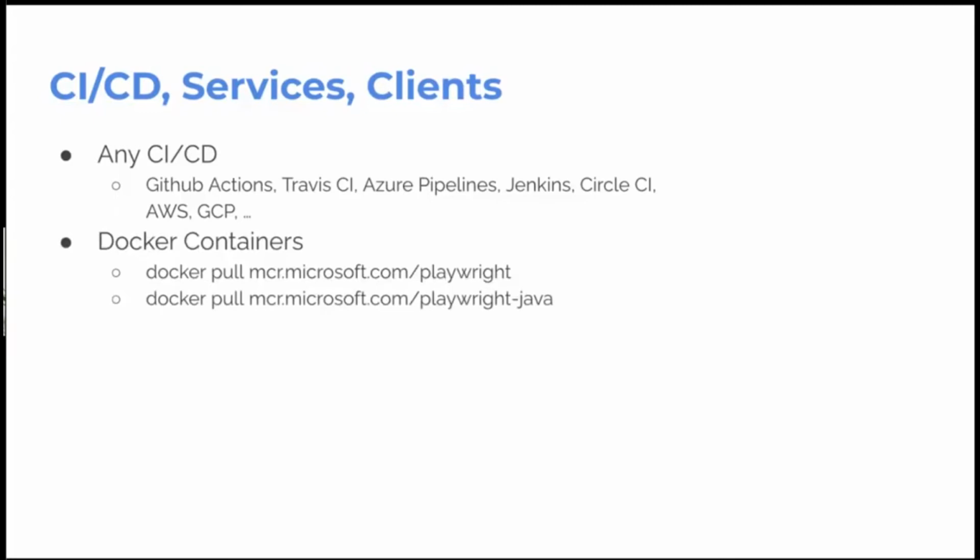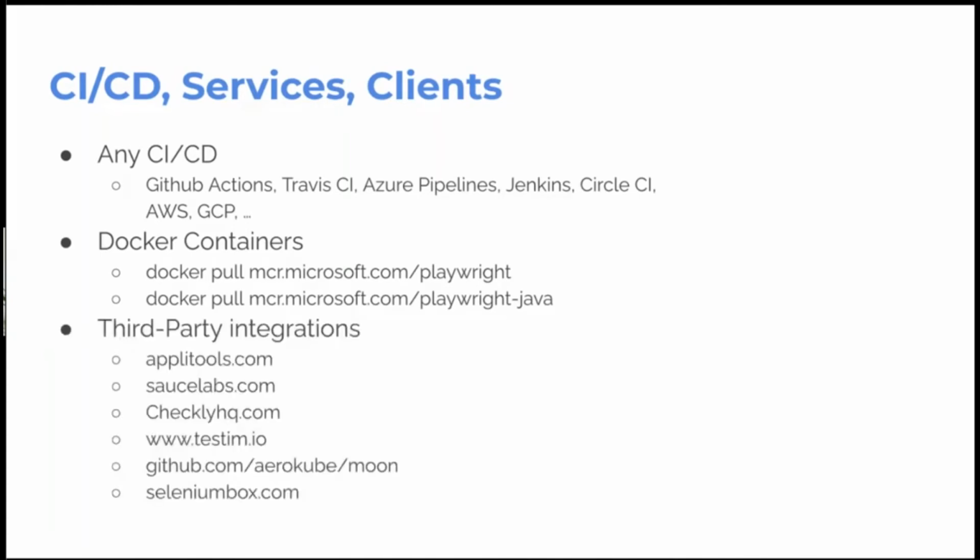If you are a Docker guy, we publish a bunch of containers like Playwright and Playwright Java, and you can use these containers in, for example, Circle CI as a base image. Now, there is a bunch of third-party integrations, and we have many of them coming, and these are basically services that use Playwright one way or another. And interestingly, some of these services are now providing Selenium Hub-like functionality to scale your Playwright tests.